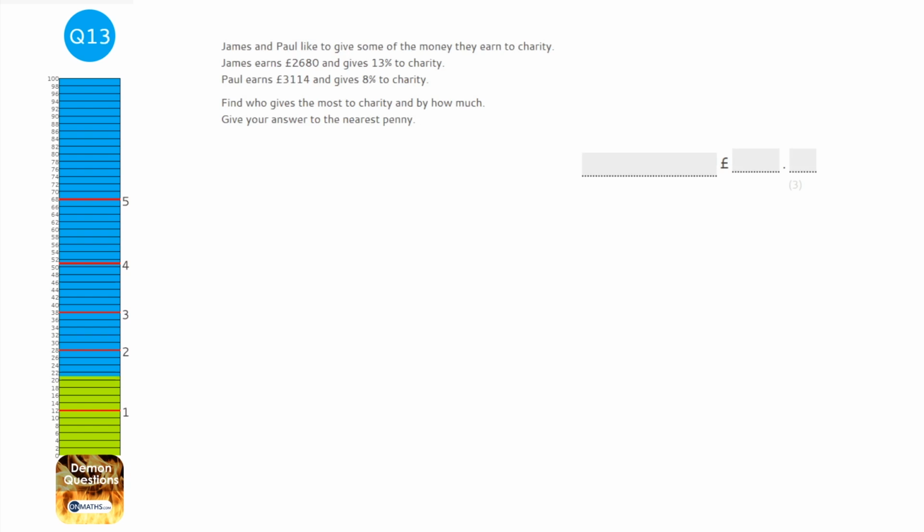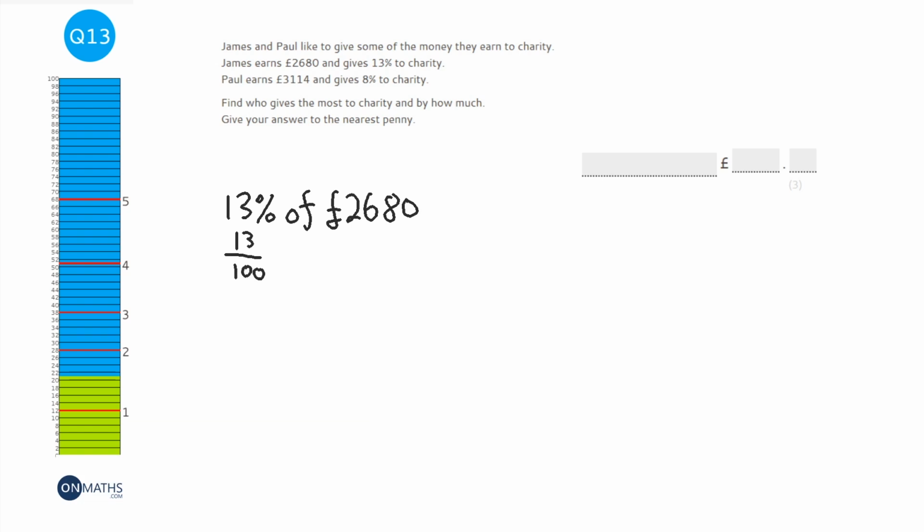This question is just asking you to work out 13% of 2,680, then work out 8% of 3,114, and then write down which is the biggest, which person gave the most. So first of all, we want to do 13% of 2,680, and since it's a calculator paper, we can do that by converting the percentage into a fraction. Percent means over 100, and then times it by the amount. So on my calculator, I will do 13 over 100 and times that by 2,680.